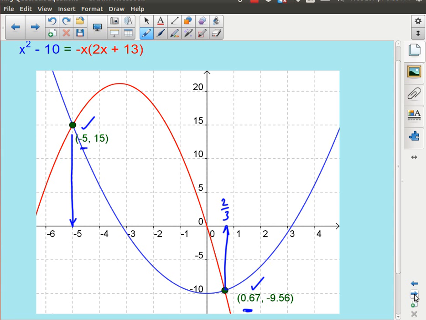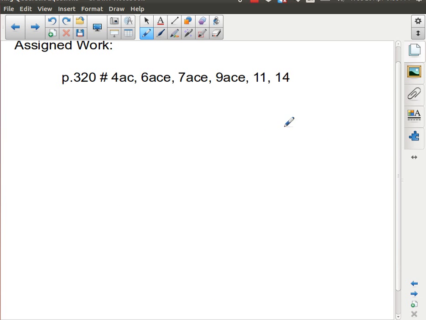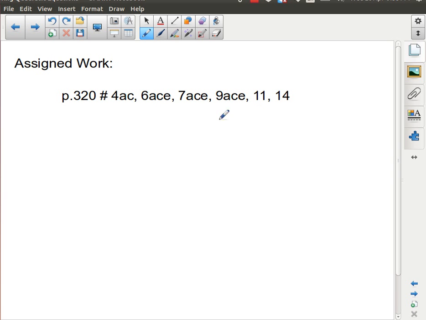Okay, so that's it for solving quadratic equations. As I mentioned at the beginning, this is something that you have done already. There's nothing really new here. This is just a more general way of approaching it.